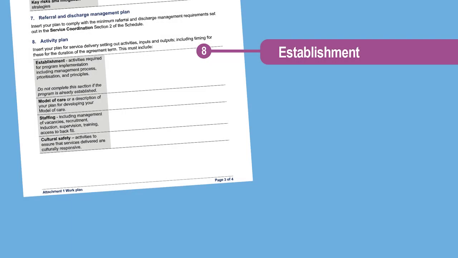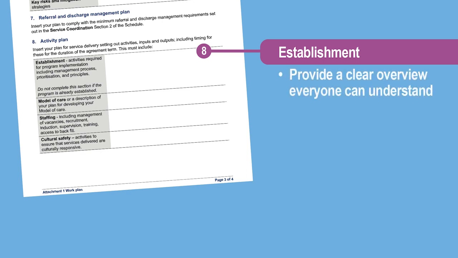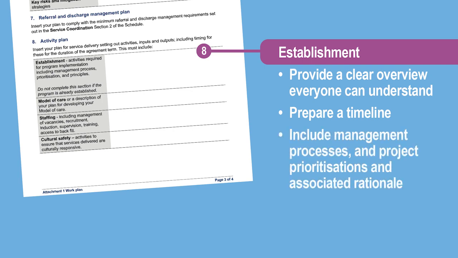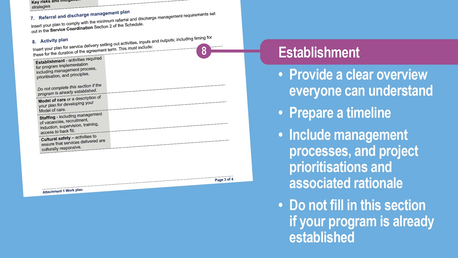The establishment and implementation section should provide a clear overview of the activities required for program implementation that can be understood by anyone. It should ideally be a timeline of when things will be done, noting any considerations like management processes or project prioritizations and their associated rationale. It is important to note, however, that if the program your work plan relates to is already established, you do not need to complete this section.